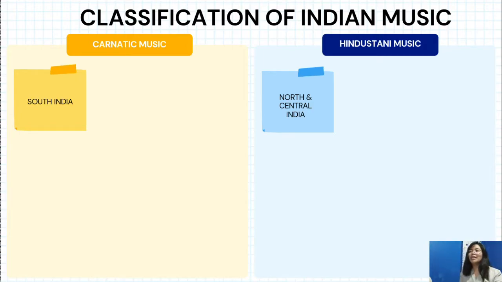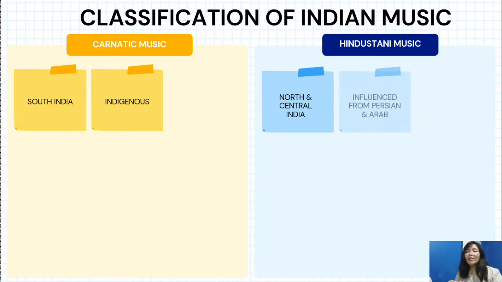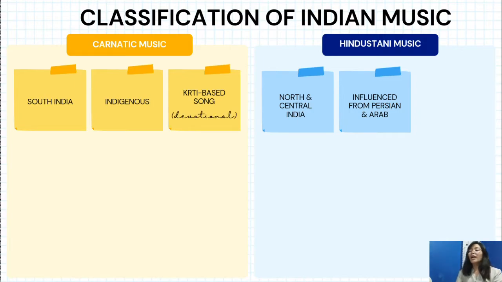Second element, indigenous. When we say indigenous, it is India's own music, while Hindustani music is influenced by Persian and Arab, so it has Middle Eastern influence. Then let's go to the composition, or the function. What is the use of this music? For Carnatic music, we have kirti-based songs. What is the meaning of kirti? It means devotional, or in Indian terms, temple music.